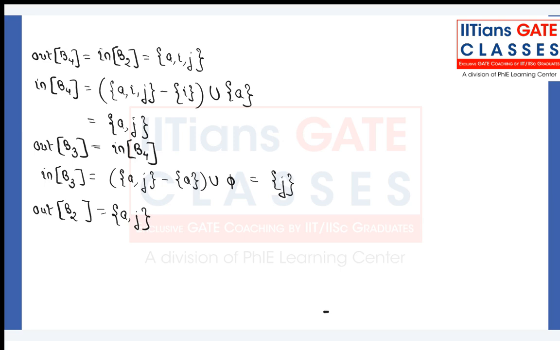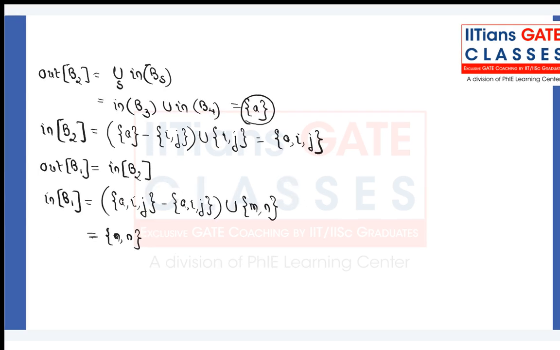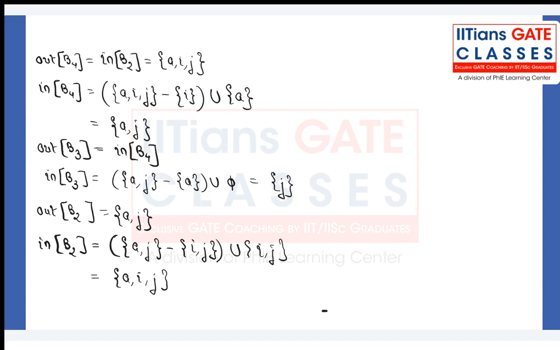A comma J. And the in of B2 is nothing but A comma J minus A, minus I comma J. A you are not redefining here. So I comma J union I comma J, which is nothing but AIJ. So is in of B2 changed? No. In of B2 is unchanged. That is why you do not need to go further. When something is unchanged from the previous iteration, your solution is done. So out of B1 is AIJ, which is the in of B2.